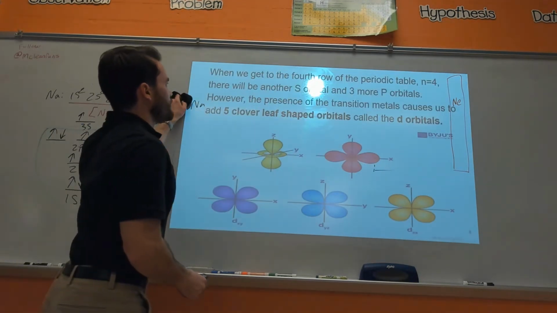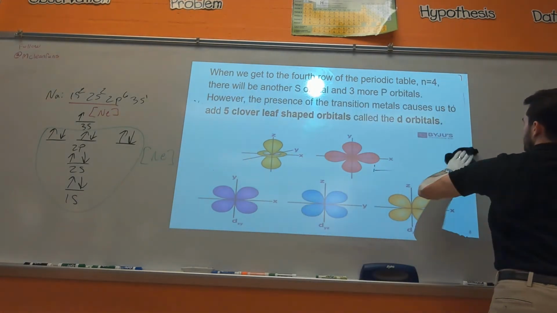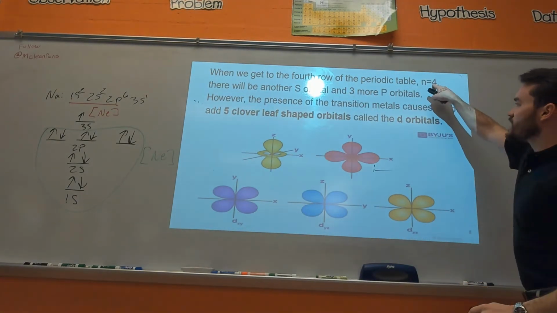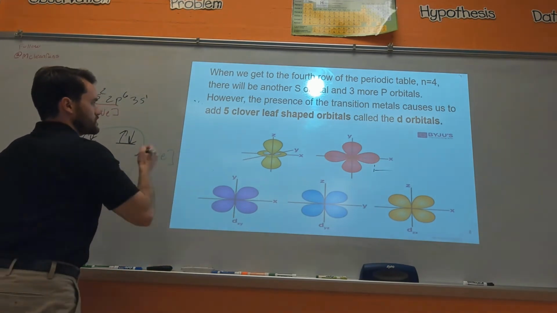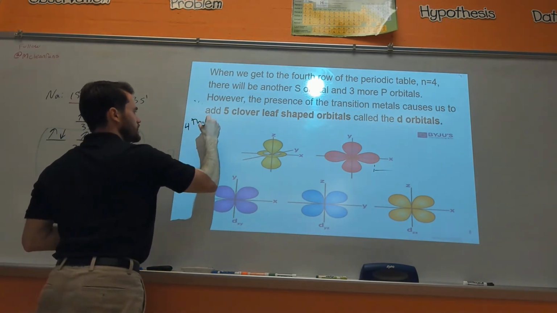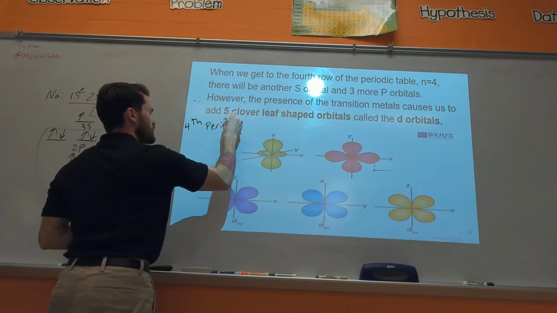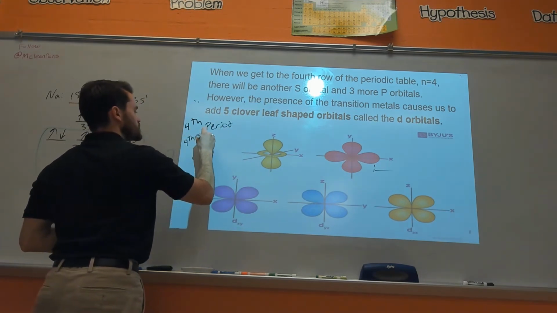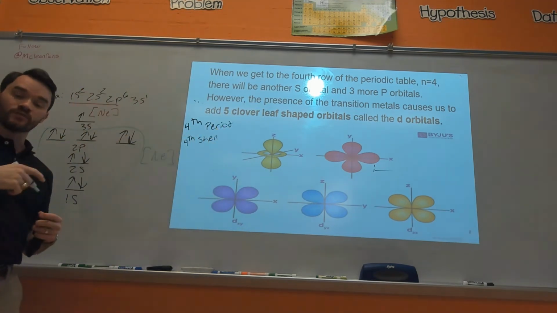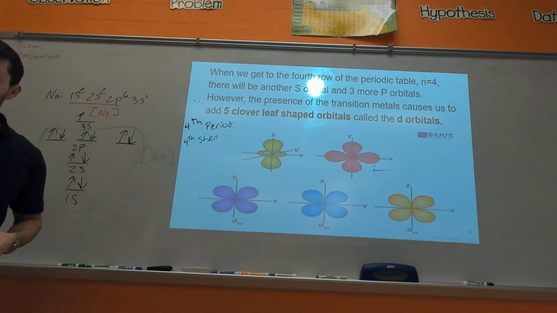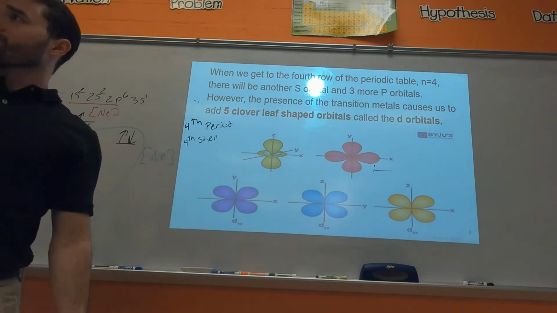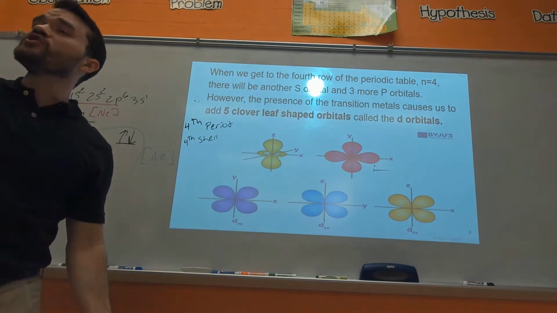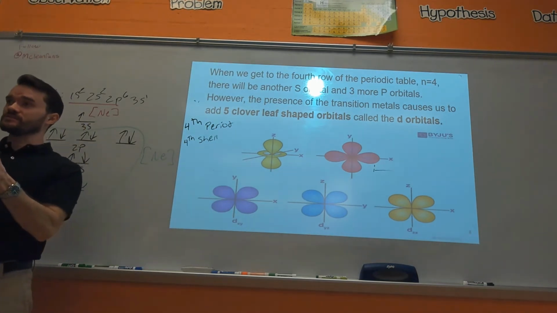When you get to the fourth row of the periodic table, when n equals 4, that means we're in the fourth row, the fourth period, otherwise known as the fourth shell, that fourth energy level. What you'll notice if you look at your periodic table is that in that fourth row, you now have those transition metals.